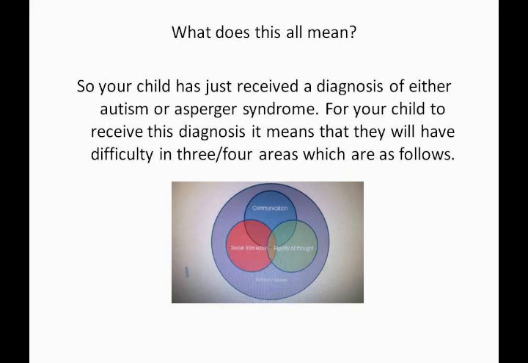So what does this all mean? So your child has just received a diagnosis of either autism or Asperger's syndrome. For your child to receive this diagnosis, it means they will have difficulty in 3 to 4 areas, which are as follows: communication, social interaction, rigidity of thought, and sensory issues.